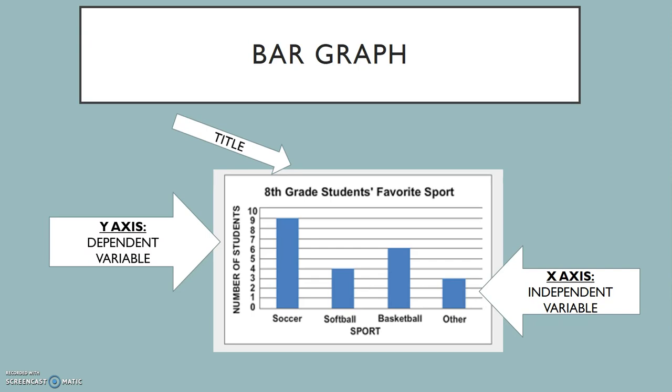The other axis on a bar graph is the x-axis. This is the horizontal one, and this is where we plot our independent variable. Notice there are 2 things on this x-axis. One is the label, which would be sport, and then the 4 categories of sports. So soccer, softball, basketball, and other, those were the 4 categories, and I have to indicate those on the bar graph as well.